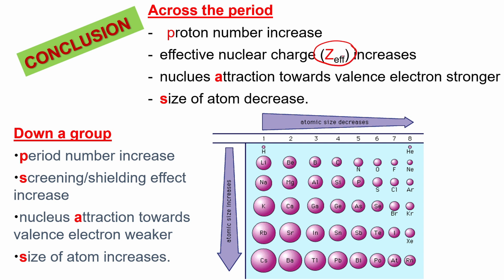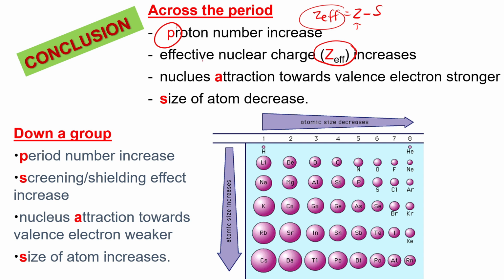So effective nuclear charge is very significant for elements across a period. So we will start the explanation with this point. There must be 4 points. Proton number increases. Okay, effective nuclear charge increases, because we calculate ZEF equal to Z minus S. So when Z increases, ZEF will also increase.